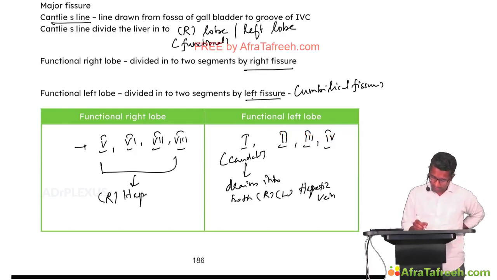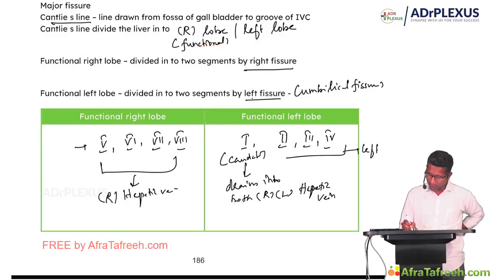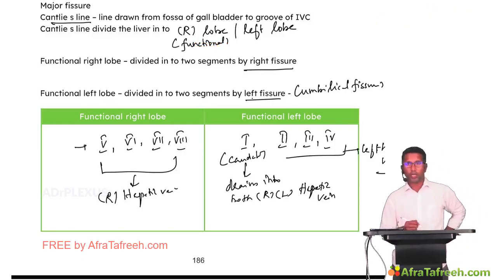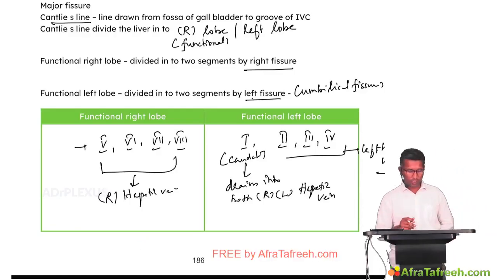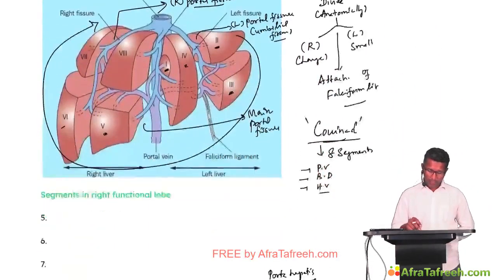Okay, they drain into the right hepatic vein. And they drain into the left hepatic veins. But if you see the caudate lobe alone, it drains both into the right and the left hepatic vein.